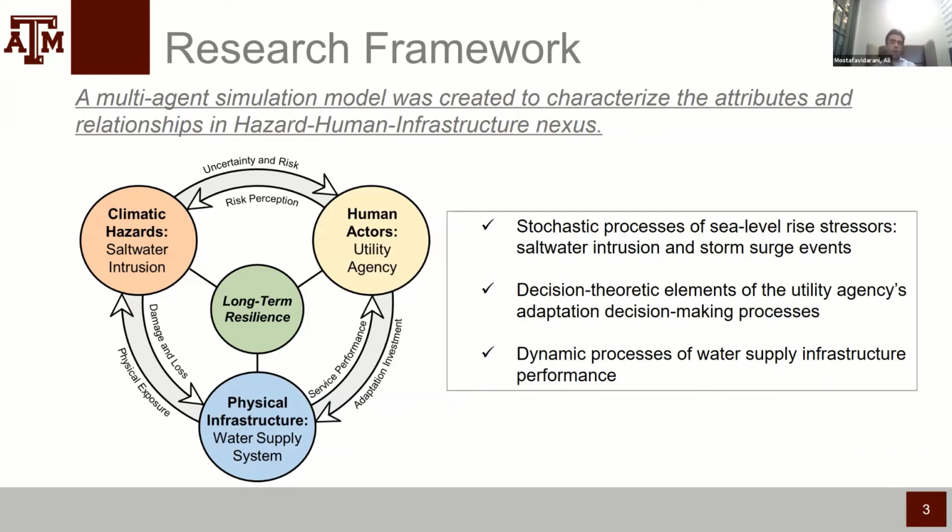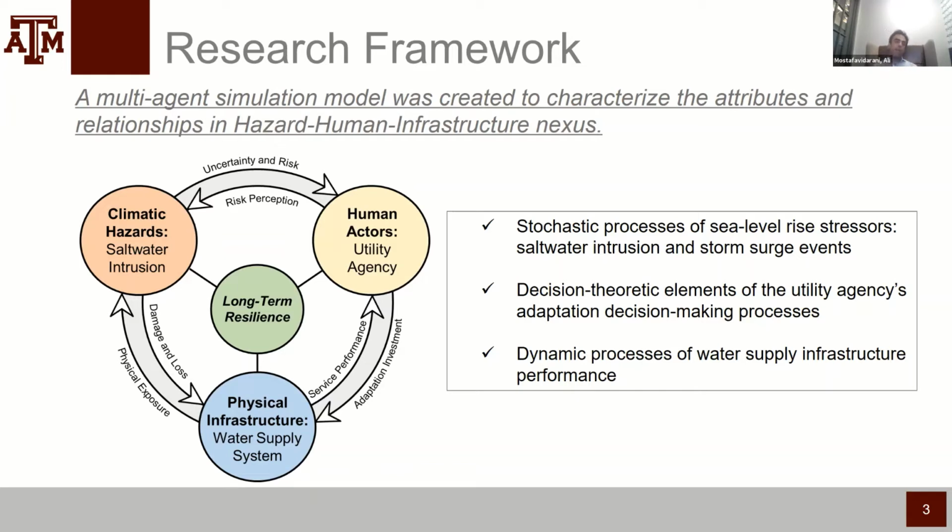We showed a demonstration of such models in the case of saltwater intrusion problem and sea level rise on water supply infrastructure. But the application of these types of models for decision making is broader than that, and it could be applied in other domains and problems in water resources, and other colleagues in other universities and research institutes have also demonstrated that. So in this type of complex system thinking, we're looking into three components. We look into the climatic hazards, the saltwater intrusion, the sea level rise scenarios, the human actors who make decisions, and also the physical infrastructure and the complex processes and interactions between them.